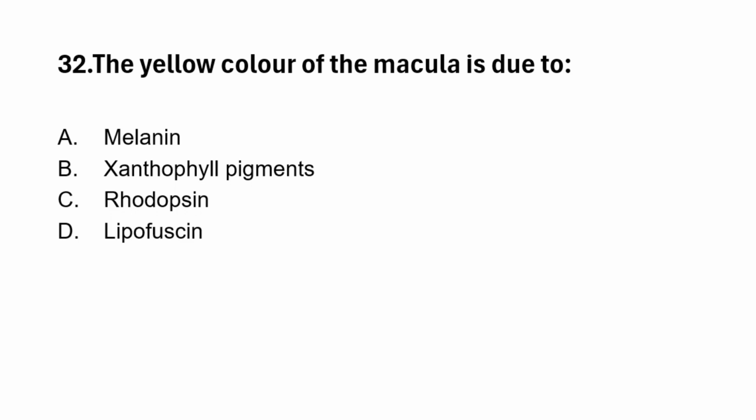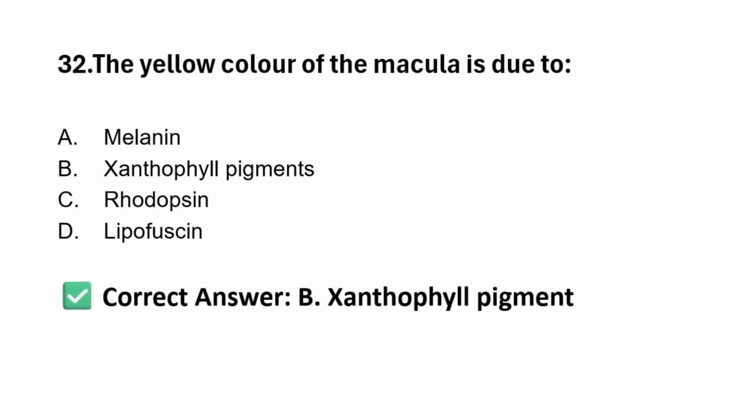So the correct answer is option B xanthophyll pigments. The macula contains a yellow pigment called xanthophyll, and this pigment helps filter harmful blue light and protects the retina.